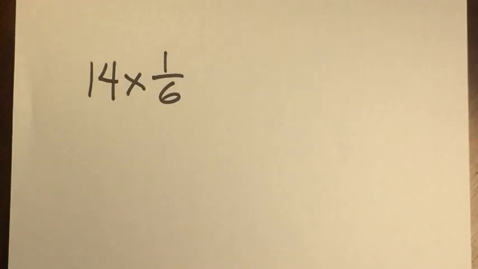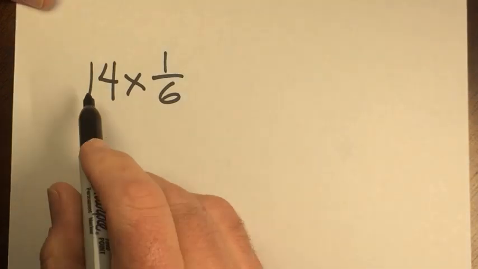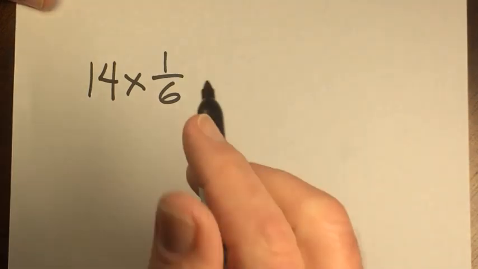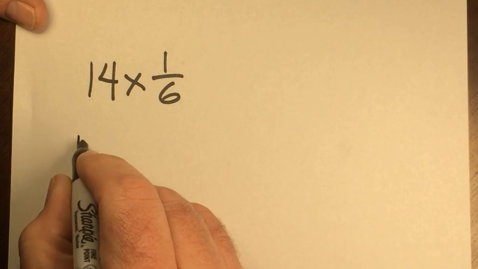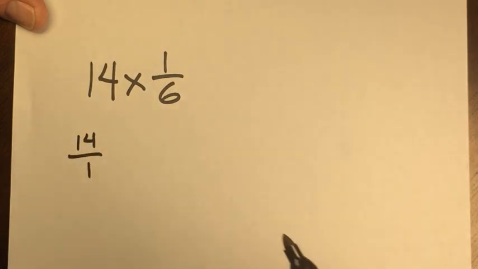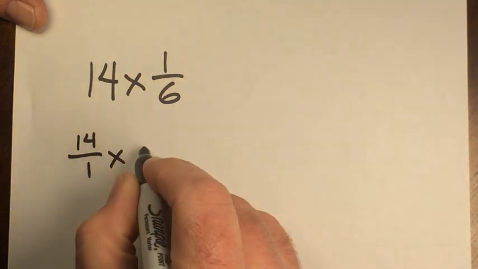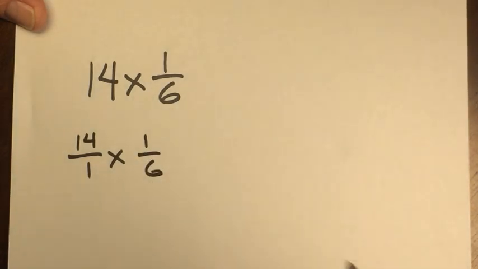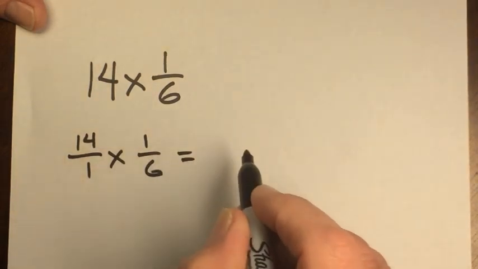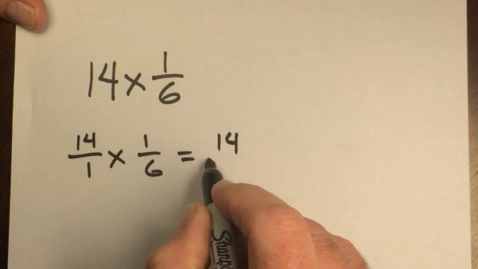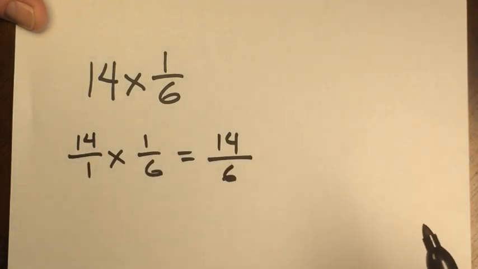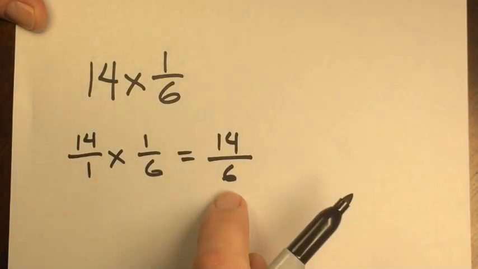We'll be back in a sec with the answer. Okay, so you've had some time to work on this one. Let's go ahead and do it together. This 14, I'm going to make that 14 over 1, multiply by 1/6. 14 on the top, 6 on the bottom. You can leave the answer if you like.